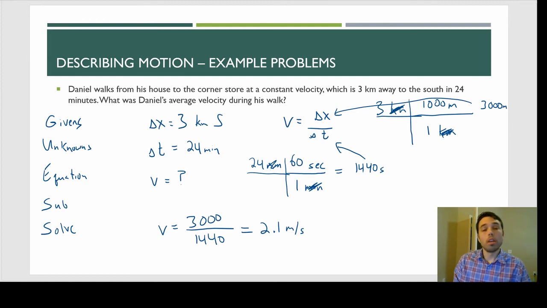What direction? It did say velocity. Velocity is a vector and has direction. It went to the south, so we're going to write S for south. Or we could draw an arrow down to represent south. Also, that's fine. Okay, there we go. 2.1 meters per second. Very good.